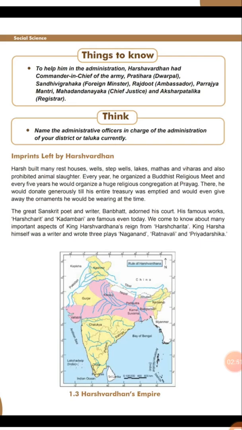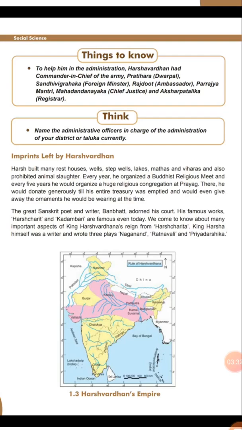Okay, and also prohibited animal slaughter. Killing of animals was prohibited. Means you are not allowed to kill any animals. Every year he organized a Buddhist religious meet. Students, this is very, very important. Every year he organized a Buddhist religious meet, and every 5 years he would organize a huge religious congregation at Prayag.